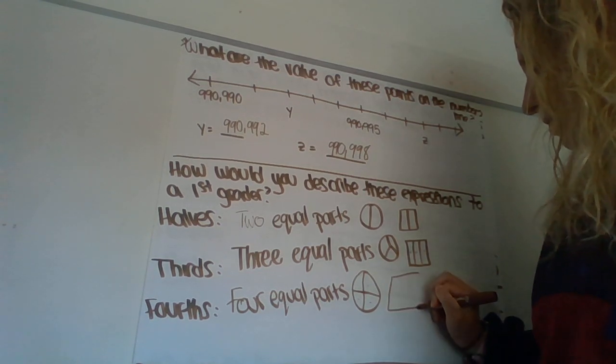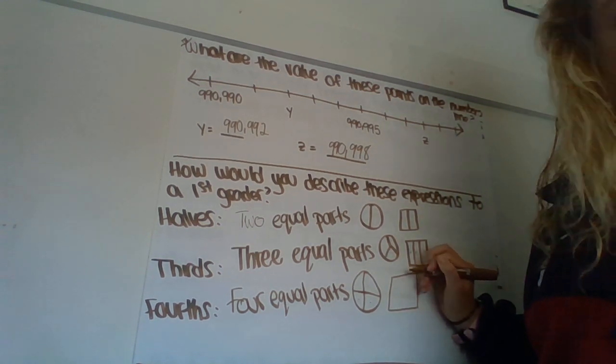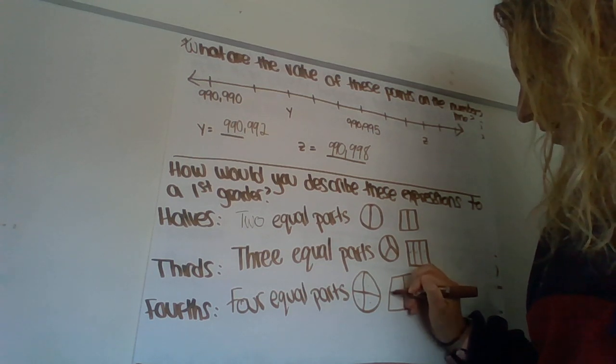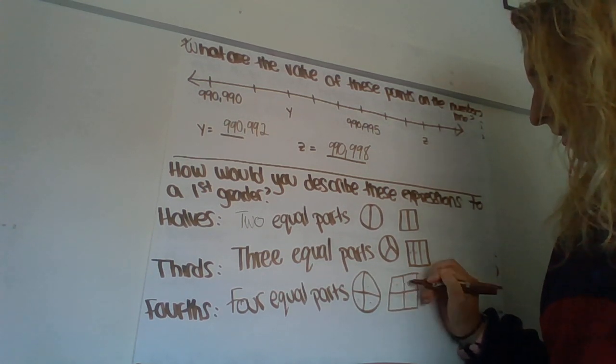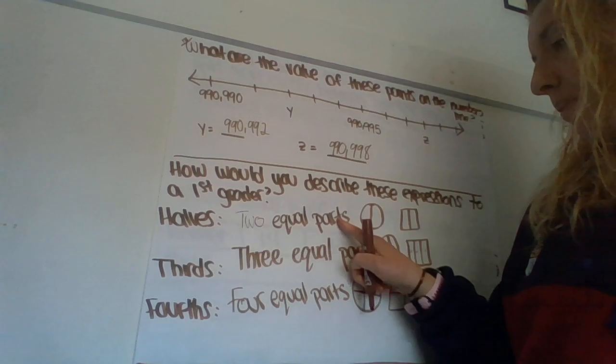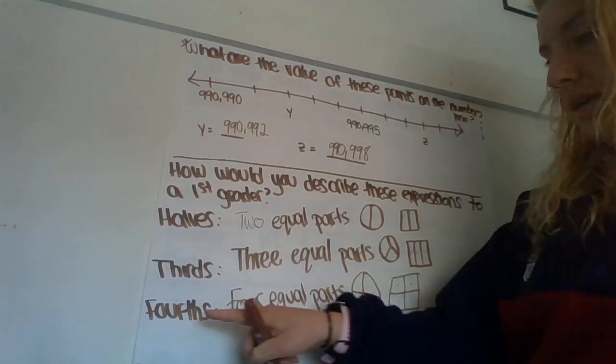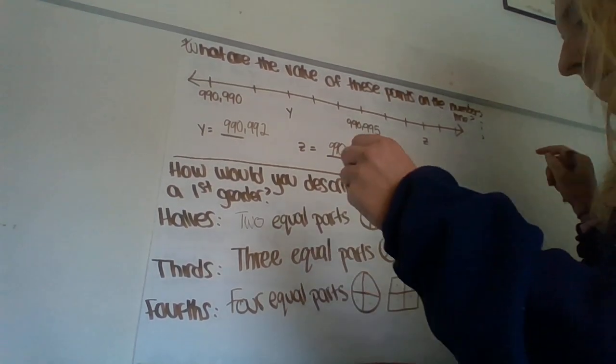You could also divide up your toast in a similar way. Half and then half again. Halves is two equal parts, thirds is three equal parts, and fourths is four equal parts. All right, you got one more problem to do.